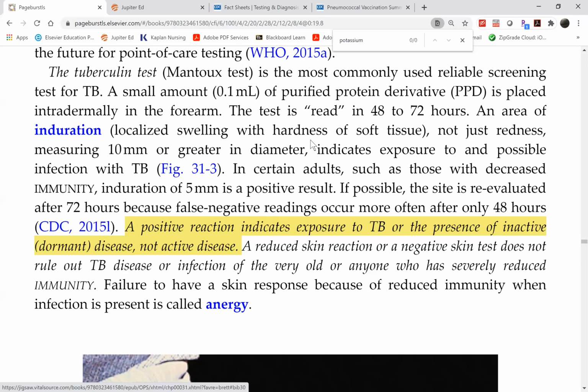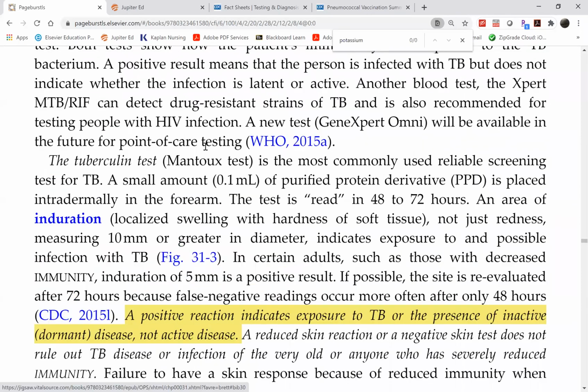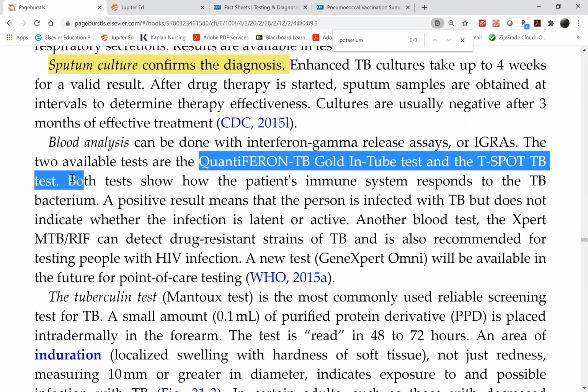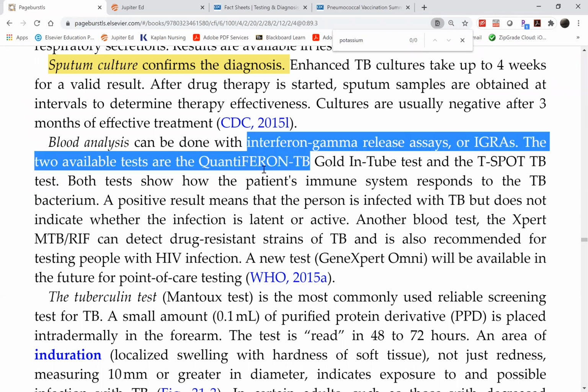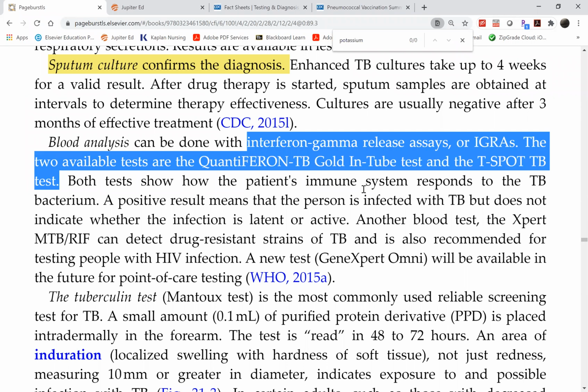However, to eliminate that, instead of a PPD, we will use these tests right here. These two tests are not affected, even the IGRA. So these tests right here, blood analysis tests, do not respond, meaning they're not affected by the BCG. Meaning if you receive BCG within the last 10 years, a positive test in these isn't because of the BCG. A positive blood test in any of these tests means you were exposed to TB. Does that answer your question, sir?